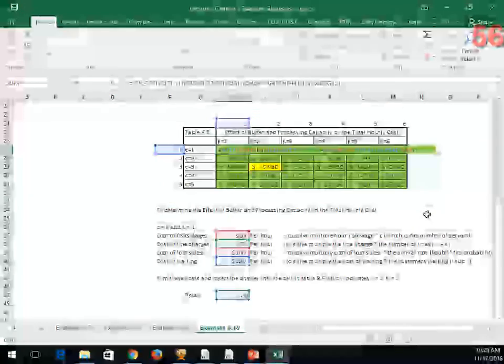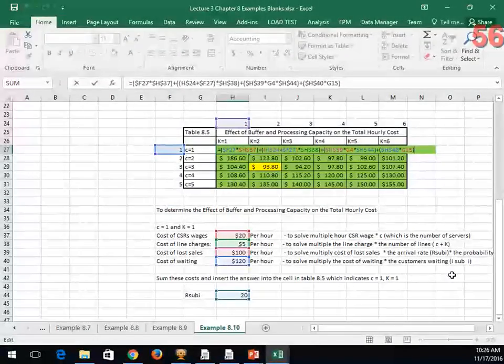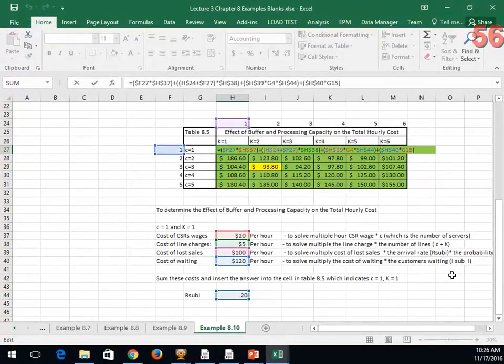So here's how it works. To determine the effect of buffer and processing capacity on the total hourly cost, we know that our CSRs cost $20 an hour. So I'm going to take the number of CSRs times $20. I'm going to take the number of lines times 5. And for the cost of lost sales, I'm going to take the arrival rate times the probability that they're blocked times the cost of lost sales. And again the cost of waiting time, we're going to take $120 per hour times the customers that are waiting.